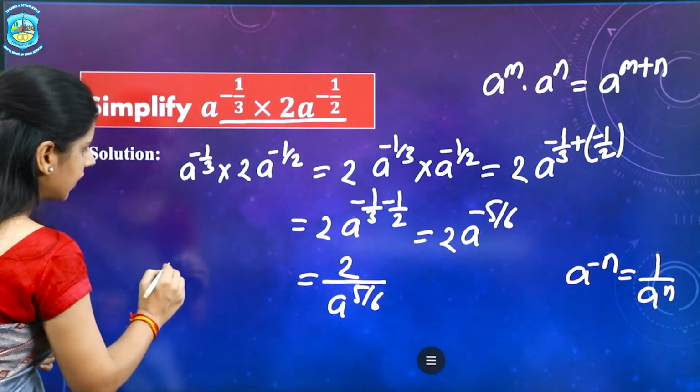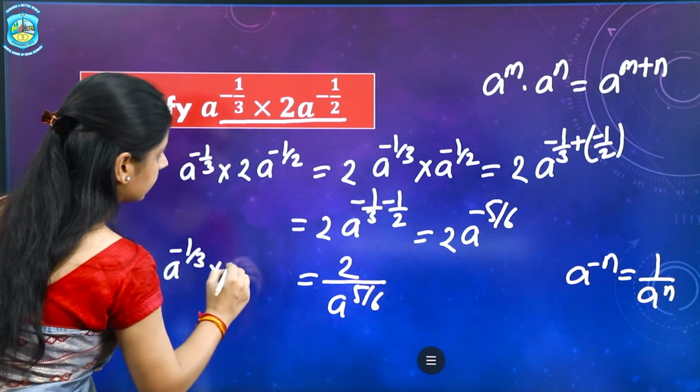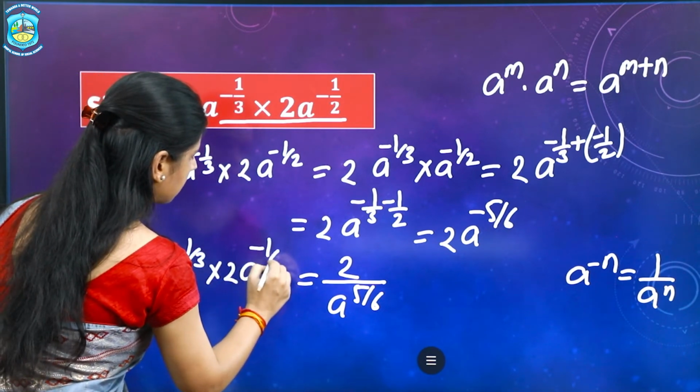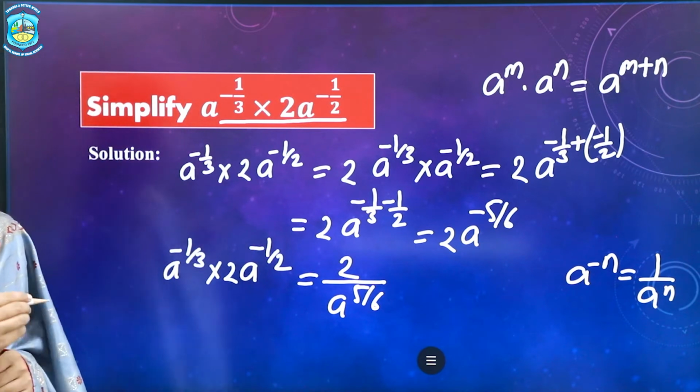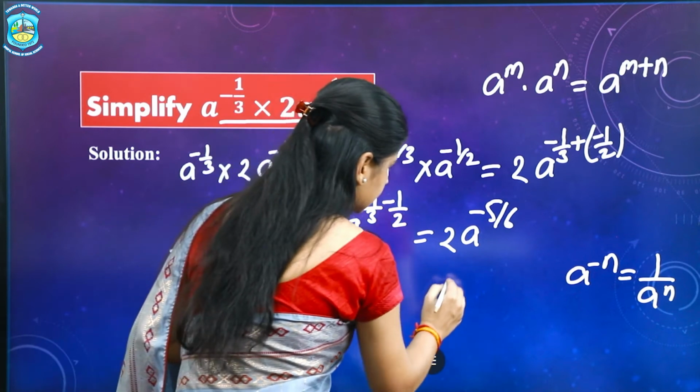That is, the value of the expression a^(-1/3) times 2a^(-1/2) is 2/a^(5/6). That's our answer.